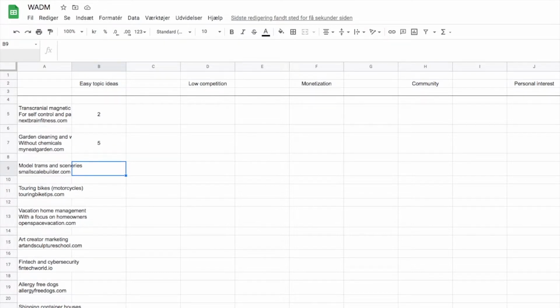Model trams and sceneries, I don't know much about. If you want, you can look it up to see if I'm right. I'm going to put it in the middle because I'm guessing there will be a lot of topic ideas, but I don't know too much about it. So in the beginning, it will be difficult for me to find.